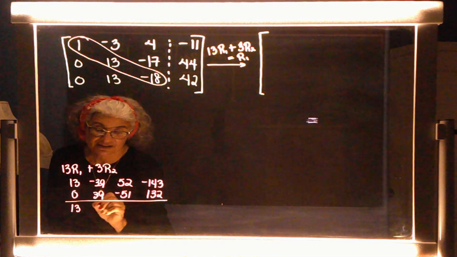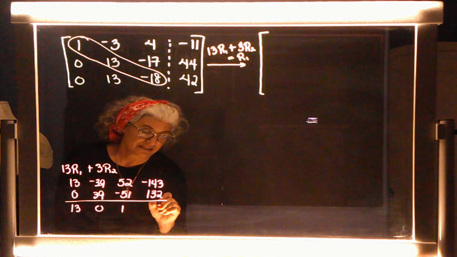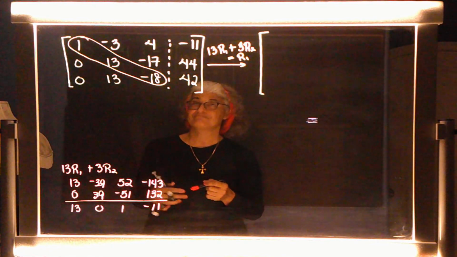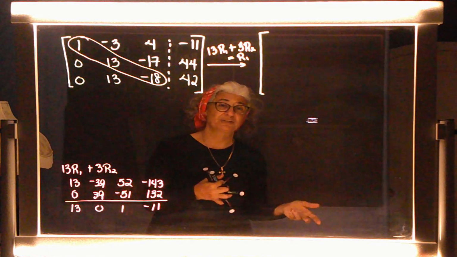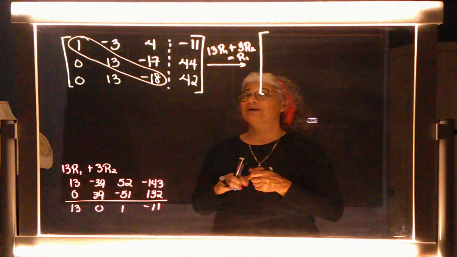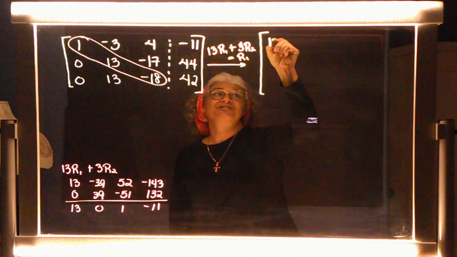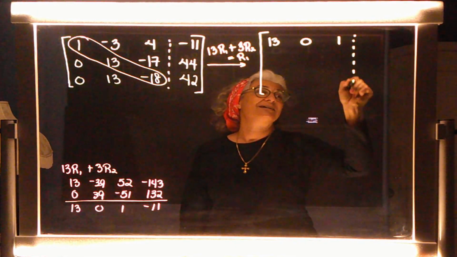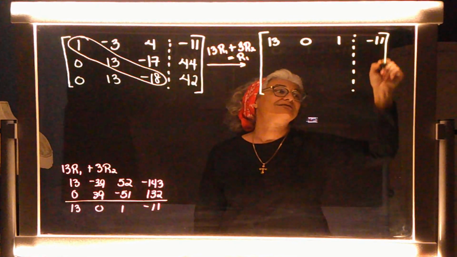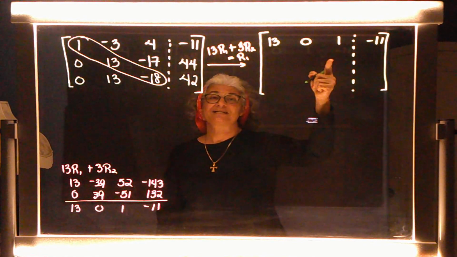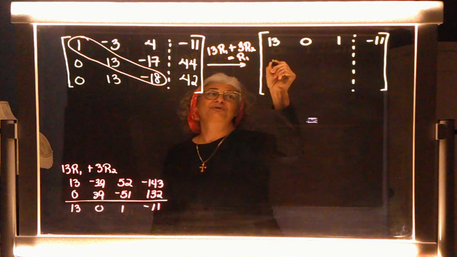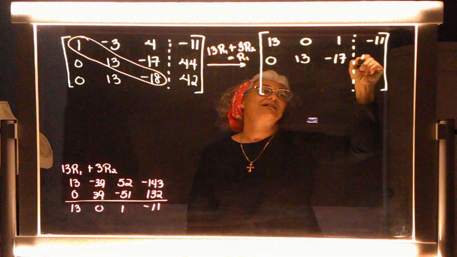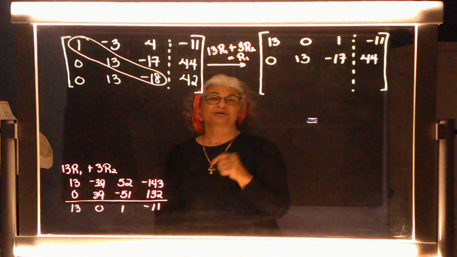And when I add these, looks like I get these numbers, which look a little bit better, don't they? Okay, so my first row has now been turned into a 13, a 0, a 1, and a negative 11. So second row, am I trying to get a 0? No, because that's the number on the diagonal. So I'm not trying to make the number on the diagonal a 0. So I'm going to write down that second row.